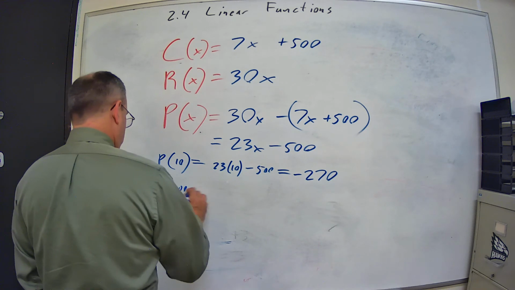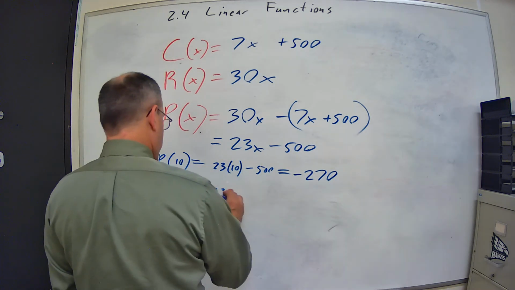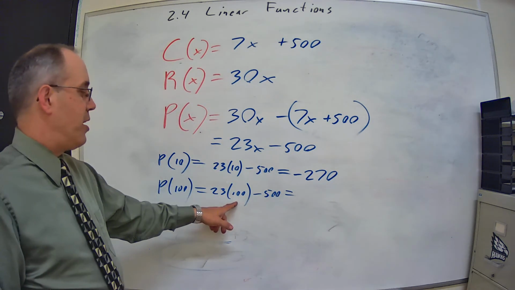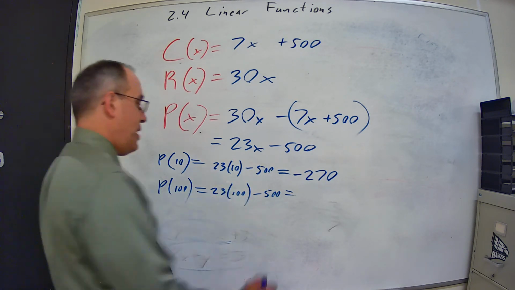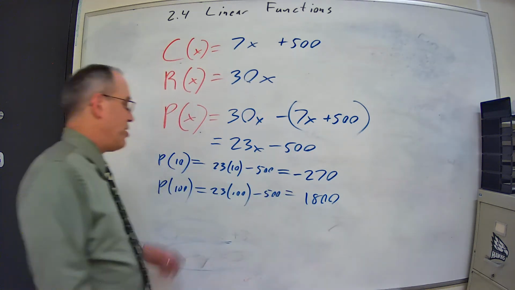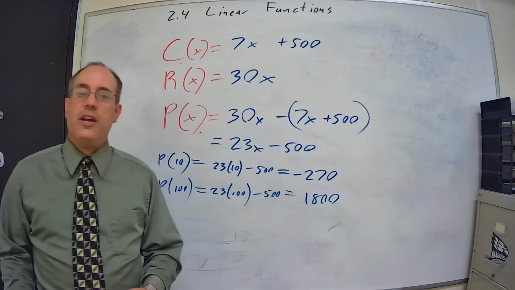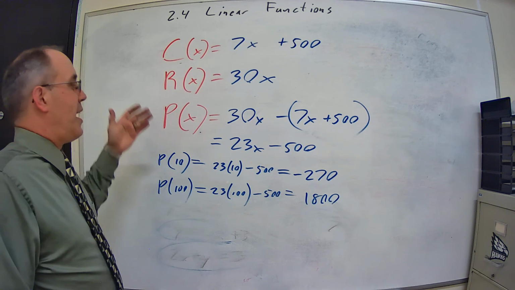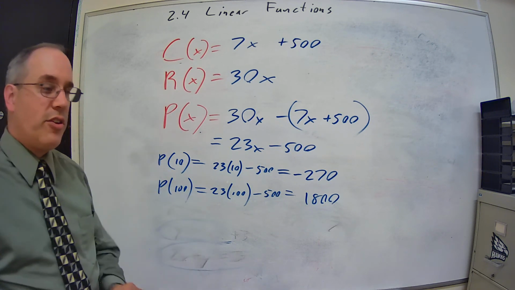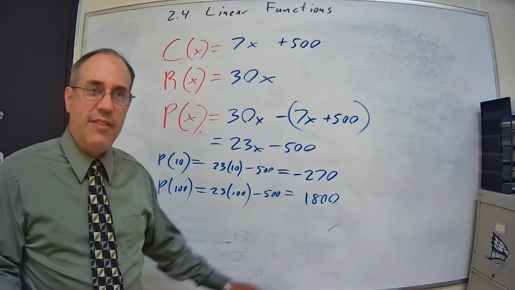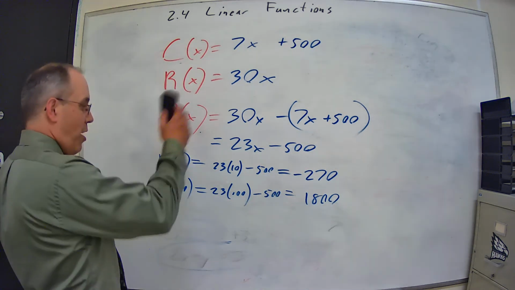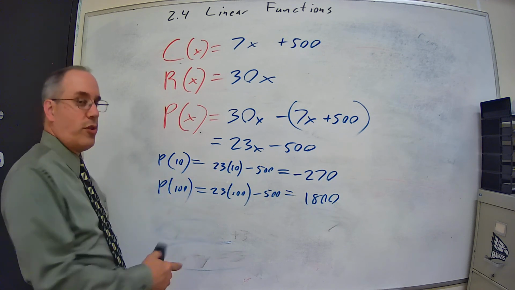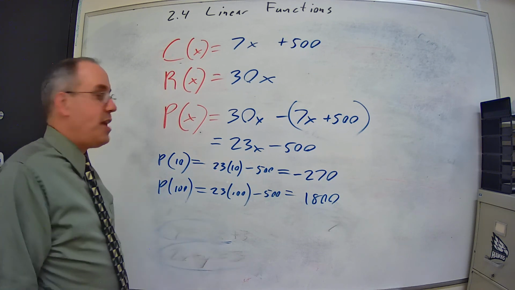But if I produce 100 of them, then 23 times 100 minus 500. So that's 2,300 minus 500 gives me 1,800. So by producing 100, I just made a profit of $1,800. And that's the idea of cost, revenue, and profit functions. And you may even go to the point of saying, well, what's my break-even point? At what point does it become worthwhile to even do this business? Obviously, producing 10 of them was not worthwhile. Producing 100, it was. I made money off of that.